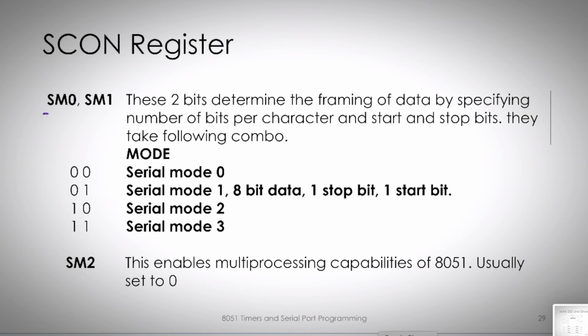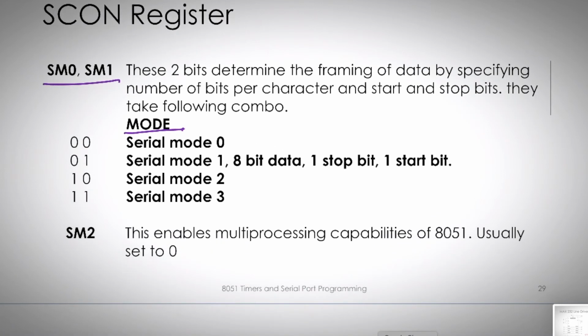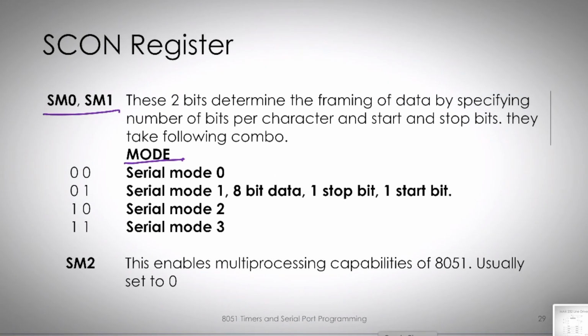SM0 and SM1 are basically used for controlling the serial mode. There are 4 modes: serial mode 0, 1, 2, 3. We will see whichever mode is required in our explanation. Generally, most of the time, we will be using serial mode 1 in our communication. So please remember, serial mode 1 is 8-bit data, 1 stop bit and 1 start bit.